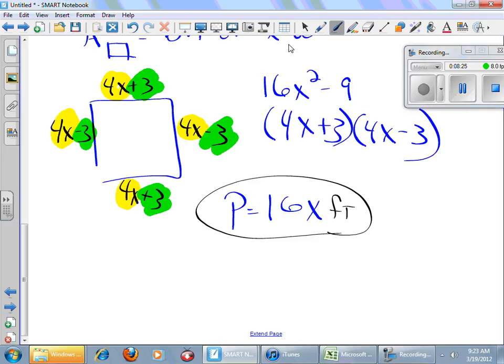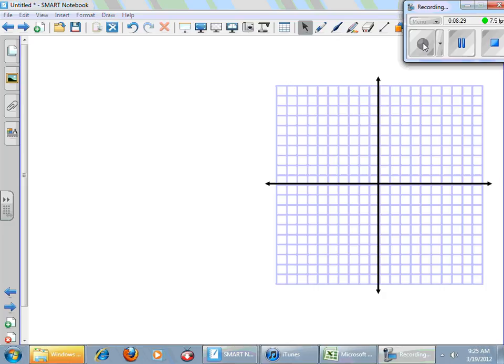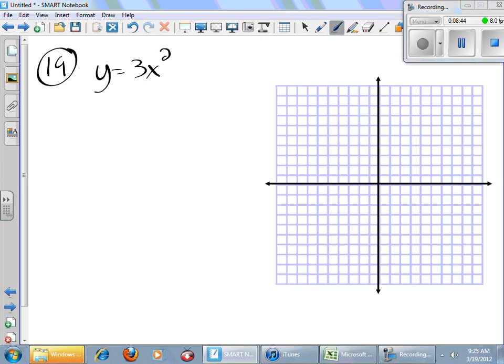All right, hold on 1 second. Let me change direction. Okay, so now we're going to practice graphing quadratics, and I'm going to pull a problem from your homework. I'm going to pull problem number 19. Y equals 3x squared plus 24x plus 80. First thing I'm going to do is use the quadratic formula to try to find my zeros.